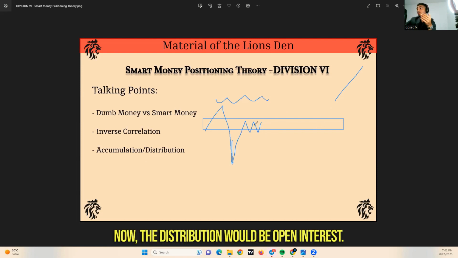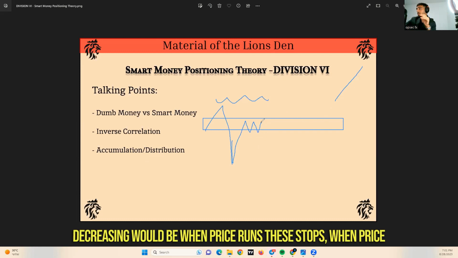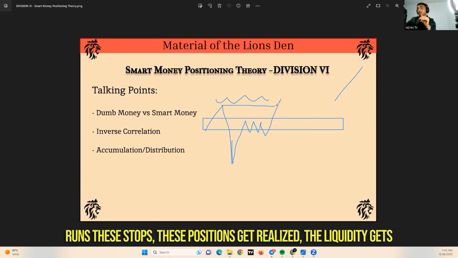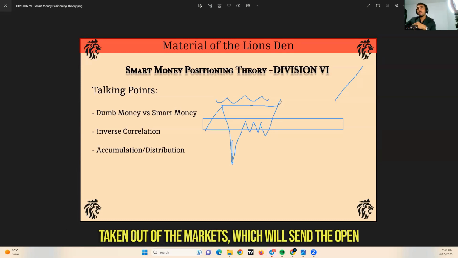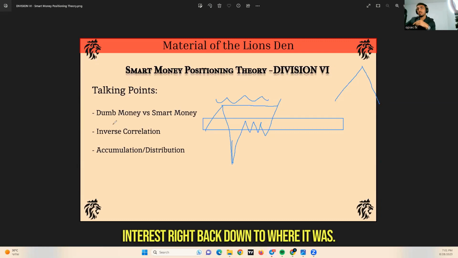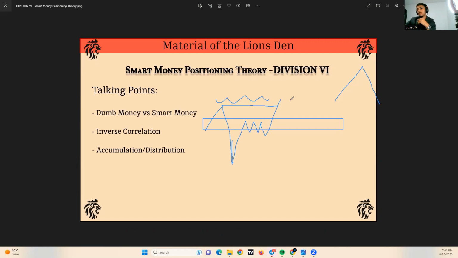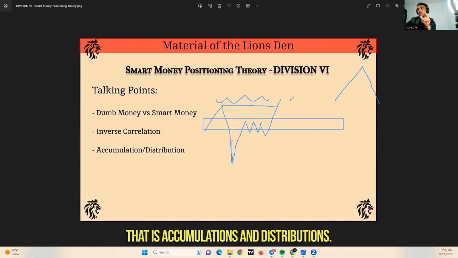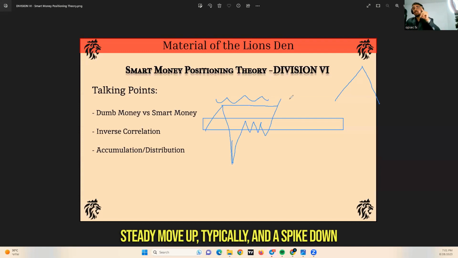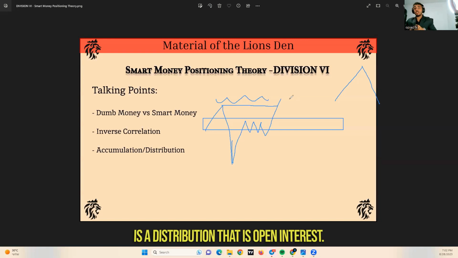Now, the distribution, open interest decreasing, would be when price runs these stops. When price runs these stops, these positions get realized. The liquidity gets taken out of the markets, which will send the open interest right back down to where it was. That is accumulations and distributions. It's fluctuations in open interest. A spike up or a steady move up is typically an accumulation, and a spike down is a distribution.